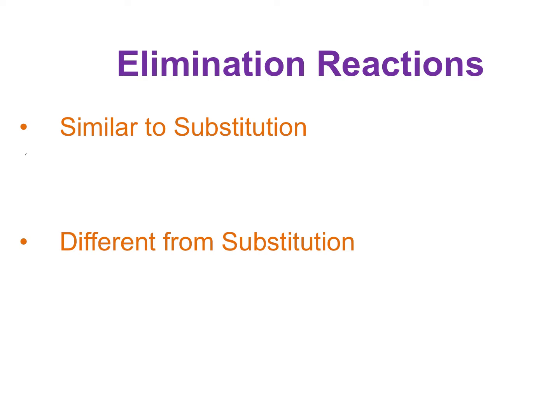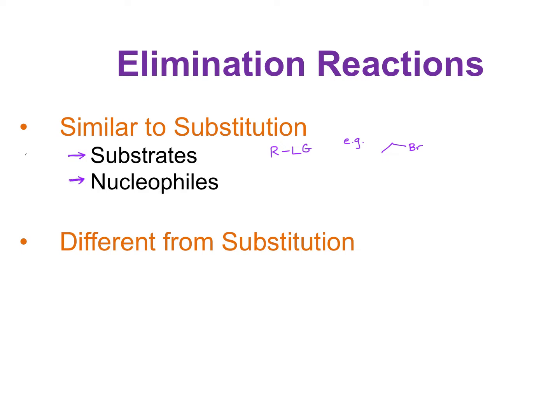Elimination and substitution reactions have some things in common. One thing they have in common is the substrate. They should both have an R with a leaving group, and that's going to be common for both of them. And they're both also going to have a nucleophile of some sort. They, of course, have some things different as well.